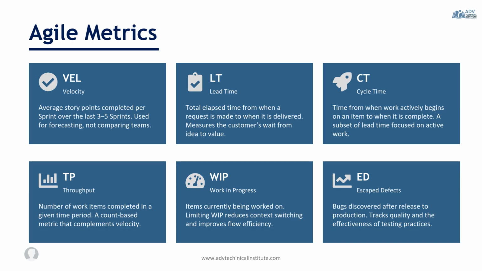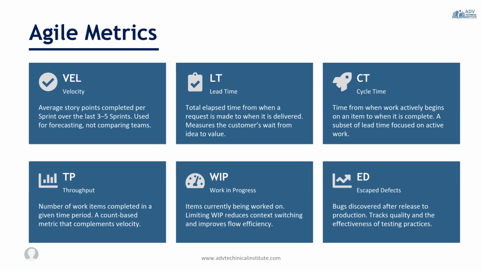A simple way to remember the difference is that lead time includes waiting plus working, while cycle time measures only working time. Another important metric is throughput, which measures how many work items are completed during a specific period, while velocity measures story points. Throughput measures completed items such as user stories, features, or tasks.